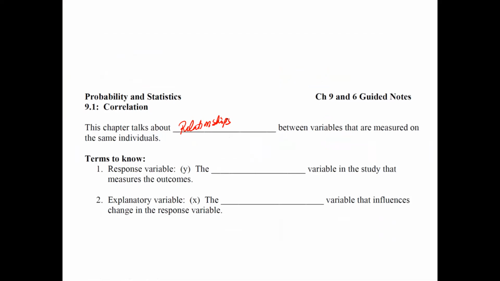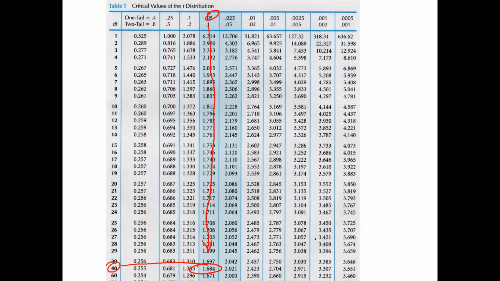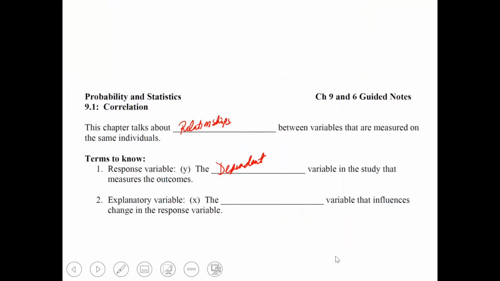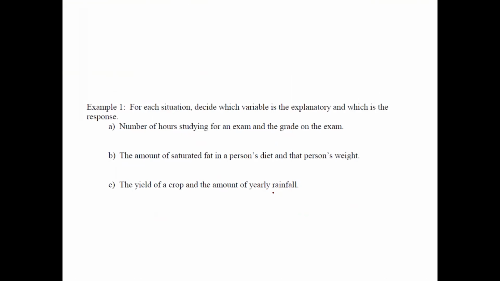Response variable, the dependent variable in the study that measures the outcome. Explanatory variable is X, which is the independent variable that influences changes in the response variable. Let's take a look at an example. For each situation, decide which variable is explanatory and which is response. Okay, so make sure you have a highlighter.